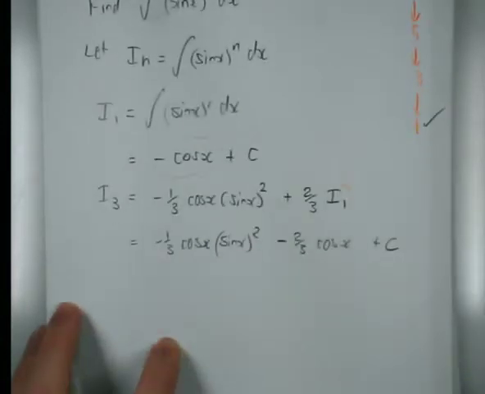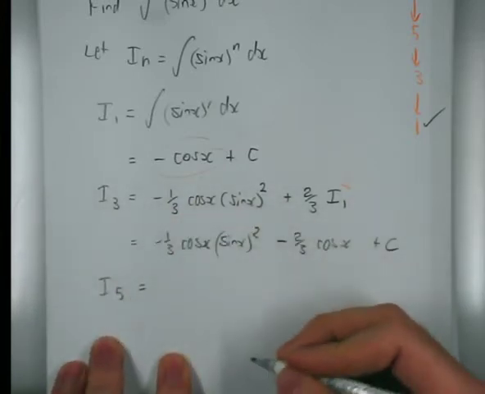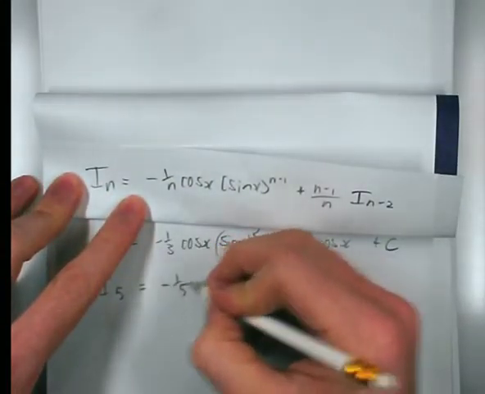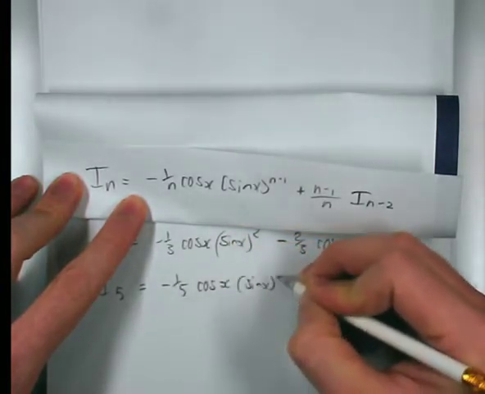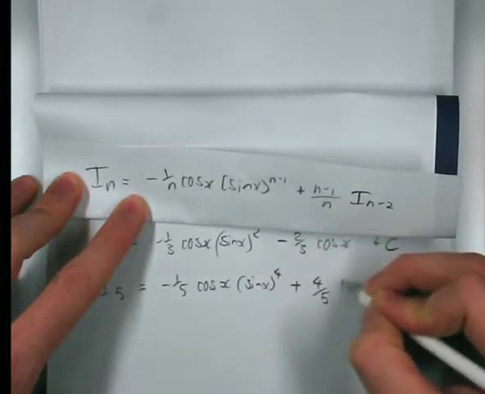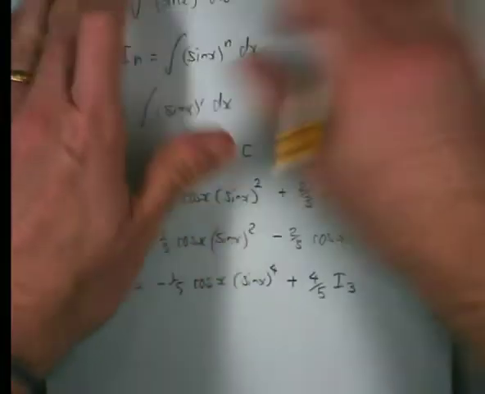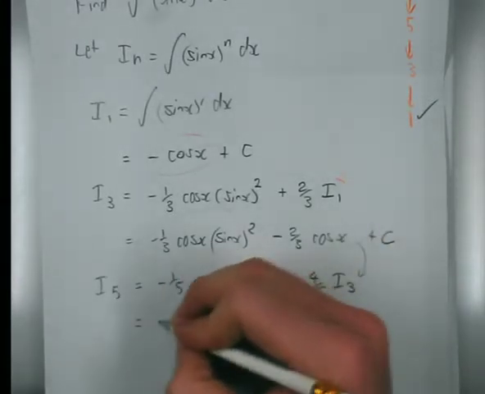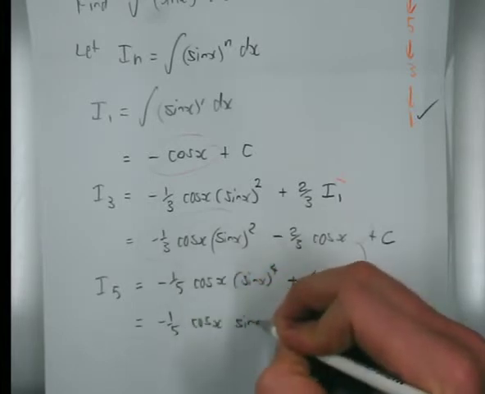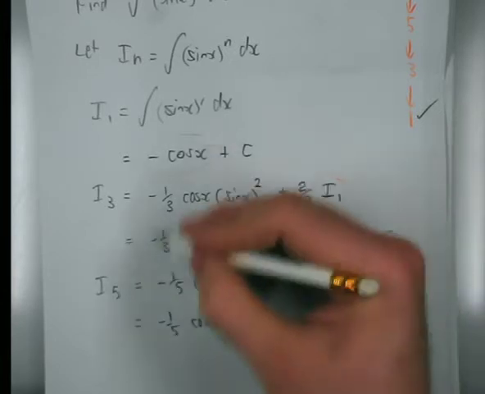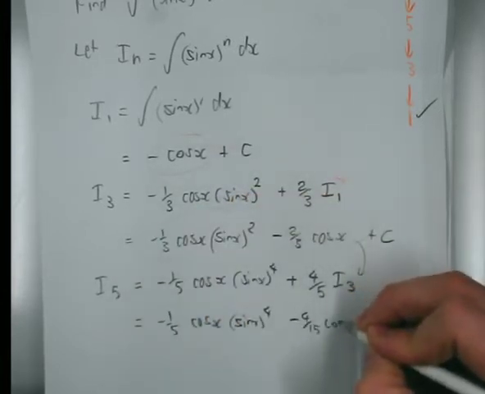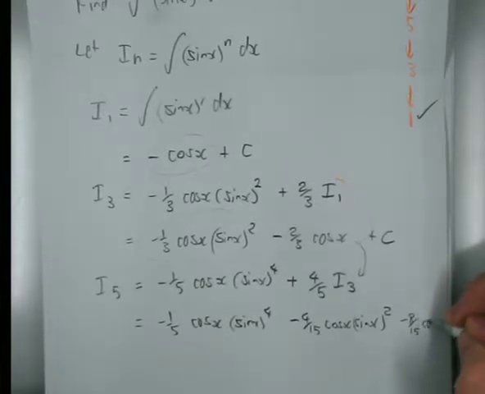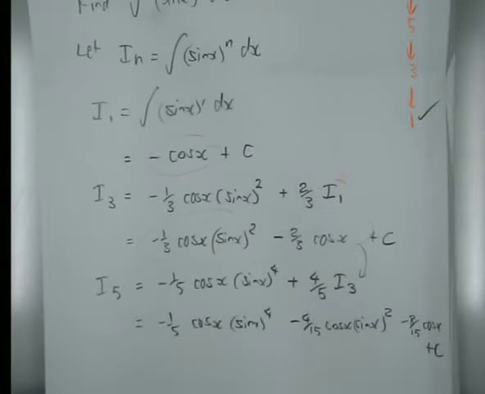And then I5, well, according to the reduction formula, it's minus a fifth of cos x sine x to the 5 minus 1, which is 4, plus 5 minus 1, which is 4 fifths of I3, because it goes down by 2. And I know what I3 is. It's this. And so I sub that in. So it'll be 4 fifths of that, which will be minus 4 fifteenths of cos x sine x squared, and 4 fifths of that, which will be minus 8 fifteenths of cos x. And that's I5. And you can see where this is headed.